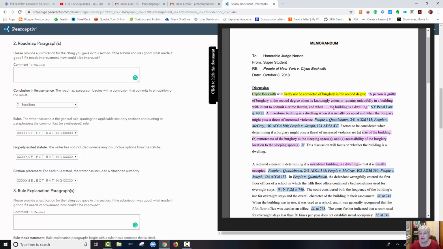Let's see. And then mixed-use building is a dwelling, so we've got the cases cited there. Now, there is an issue with these cases, but this is not something I want you to worry about. I want you to worry about whether things are cited, for example, citation placement, but I don't want you to concern yourself with the format of the citations. That's something I'll look at when I review the drafts.